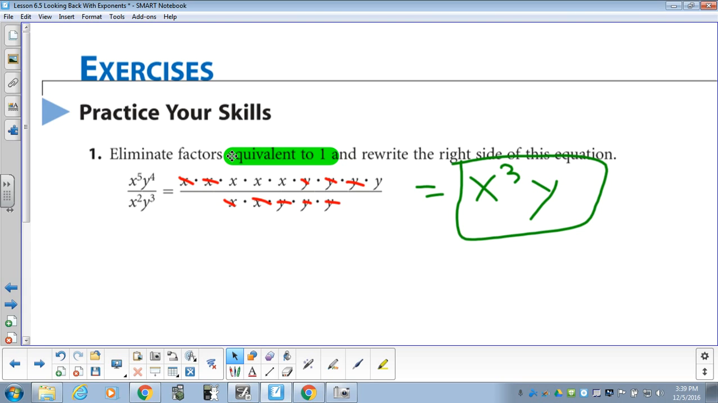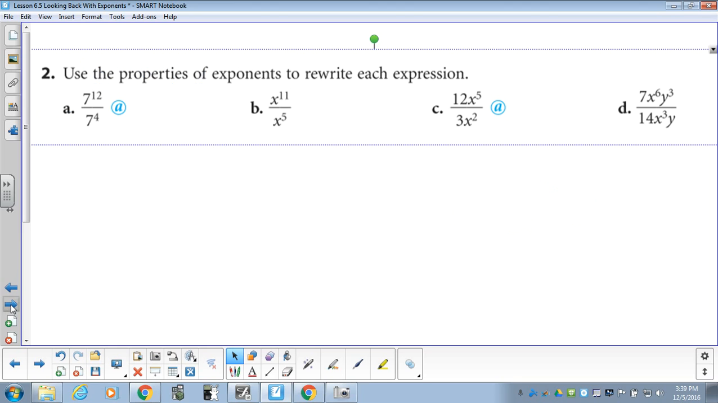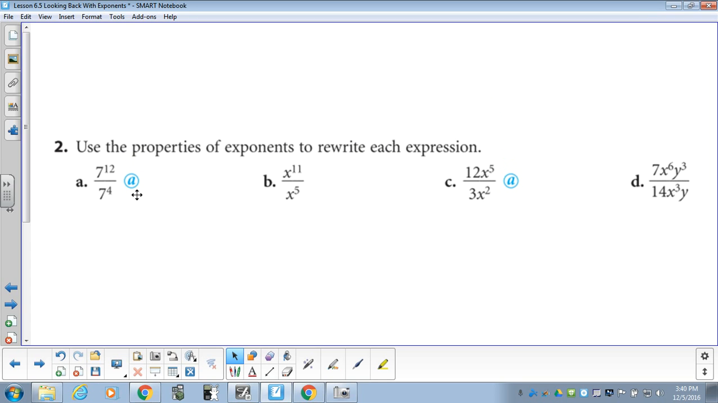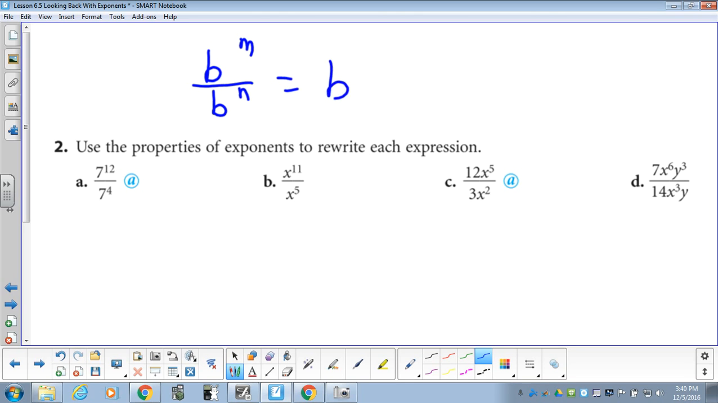So number 2, numero dos. Use the properties of exponents to rewrite each expression. So mainly the division property, because that's the property we learned in class today. Remember what that property says. We said b to the m power over b to the n power equals b to the power of m minus n. Same base, and we subtract the exponents when we divide.